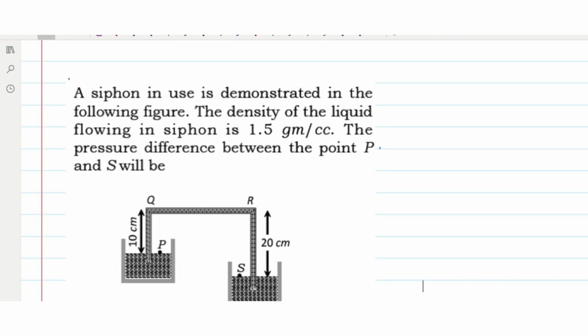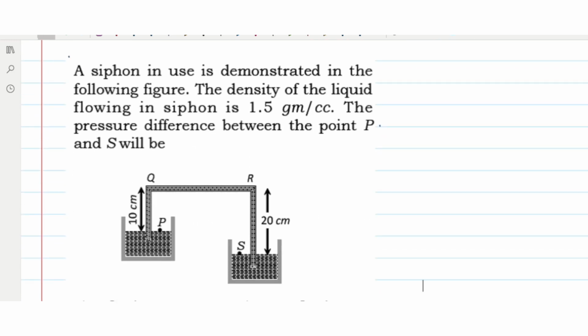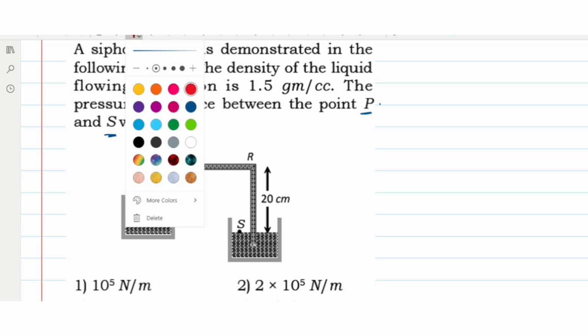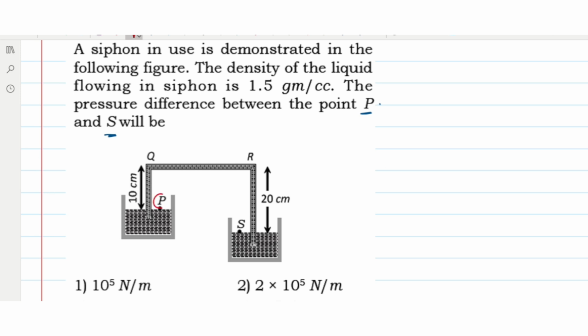Now just look at the next question. A siphon in use is demonstrated in the following figure. The density of the liquid flowing in the siphon is 1.5 gram per cc. They are asking the pressure difference between the points P and S. Here you can take both the points P and Q, they will be influenced by the atmospheric pressure.